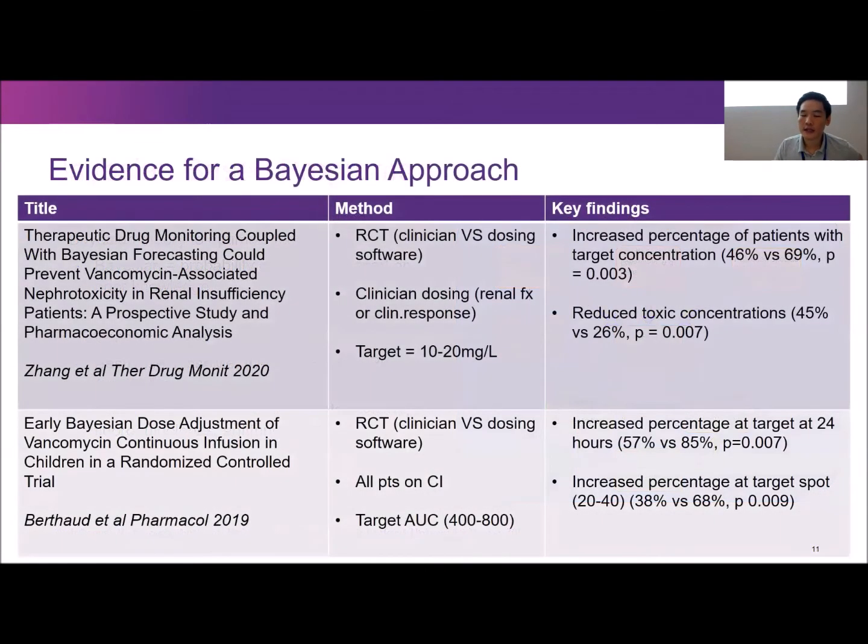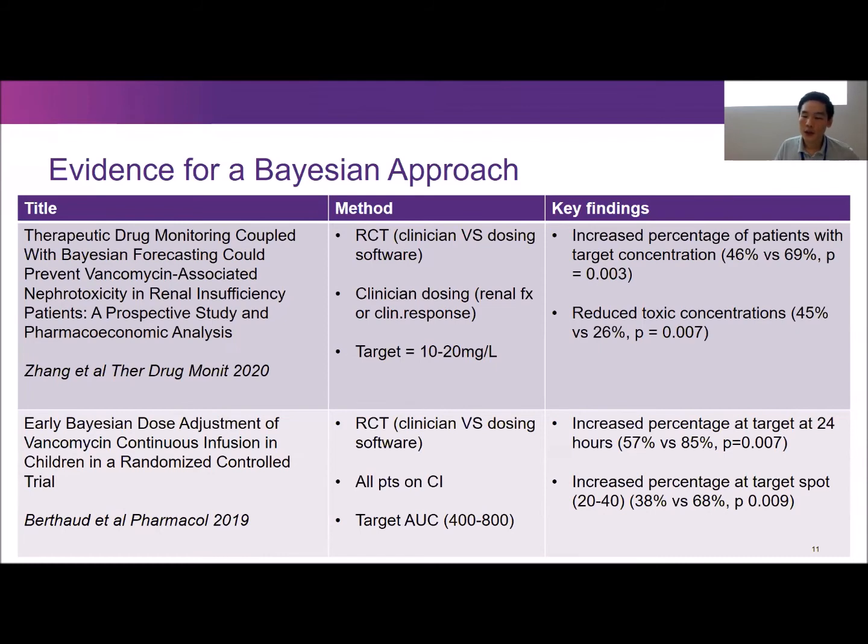So what is the evidence for using a Bayesian approach to optimize antimicrobial dosing? There was a study done by Zhang earlier this year that was recently reported. They did a randomized control trial comparing clinician-based dosing of vancomycin to Bayesian dosing software guided dosing. Just to be aware, in this particular study, the standard of care in the hospital was that clinicians would dose vancomycin according to a patient's renal function or clinical response, not TDM results. For the purposes of the study, they said that the target for vancomycin should be a trough concentration between 10 to 20 milligrams per liter.